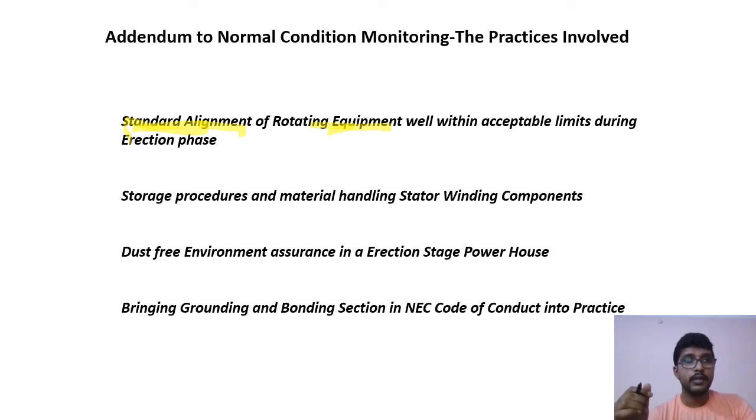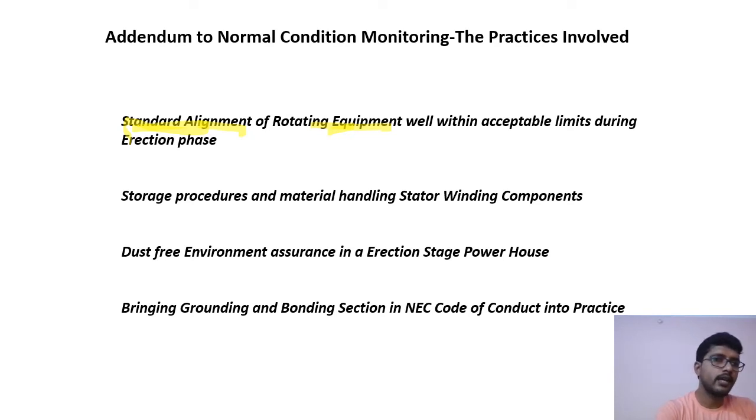Then the storage procedures and material handling of stator winding components. Normally, stator winding components need to be stored in an air-conditioned facility, free from dust. And while handling them, we need to be very sure that there is no moisture or dirt accumulation, and no formation of air pockets while mixing the resin, because this may lead to partial discharge during energizing the stator winding. These are small things, but they matter a lot.